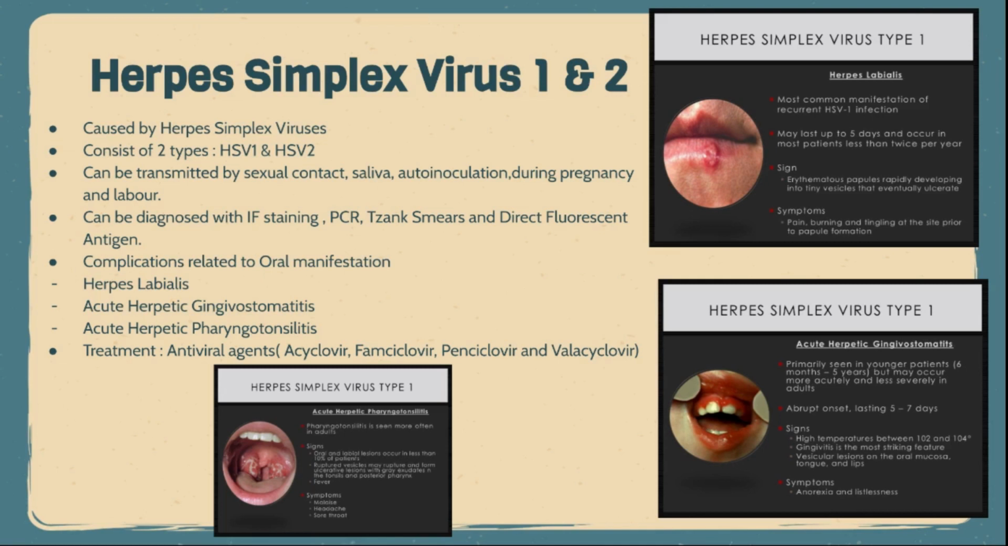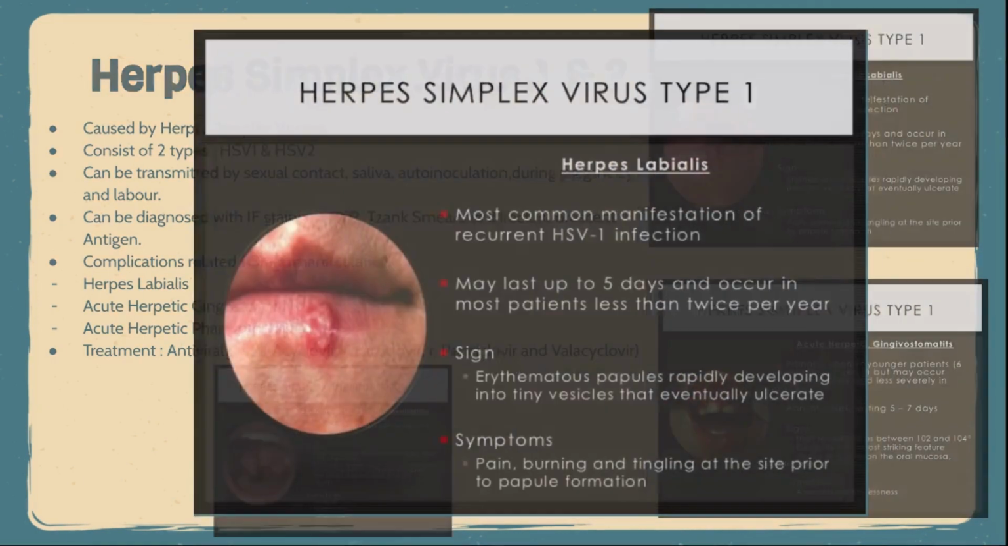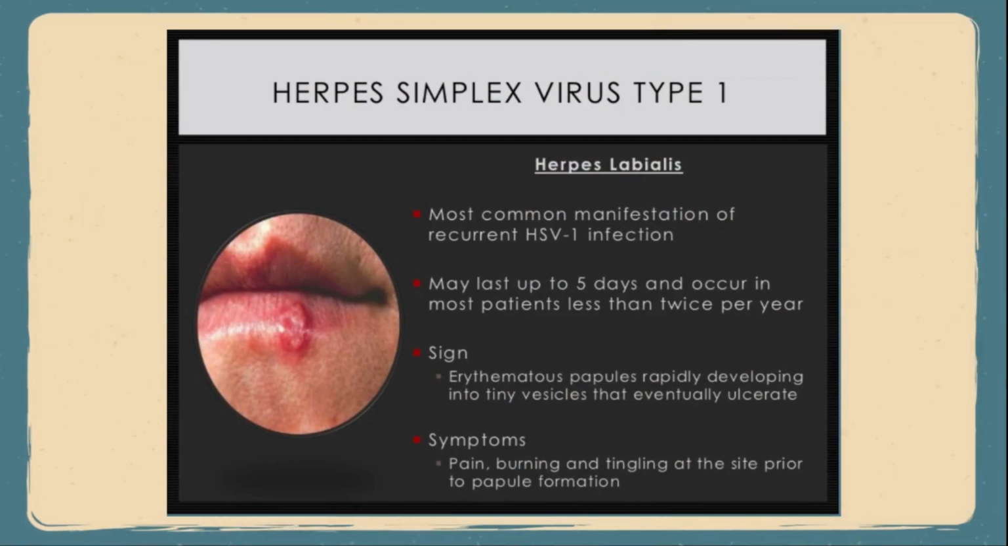So herpes simplex can be transmitted by sexual contact, saliva, auto-inoculation, during pregnancy and also labor. It can be diagnosed with IF staining, PCR, Tzanck smears, and direct fluorescent antigen. Picture on the upper right showing herpes labialis, which is the most common manifestation of recurrent HSV infection that may last up to 5 days and occurs in most patients less than twice per year.